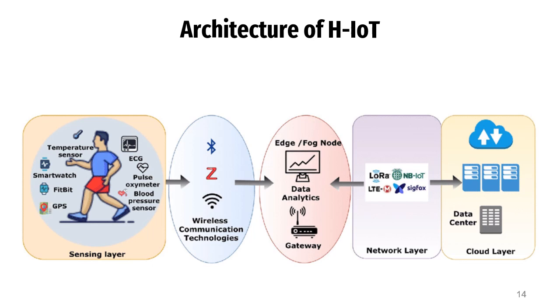The network layer is responsible for transmitting data from the perception layer to the platform layer. This layer can include a variety of technologies, including Wi-Fi, Bluetooth, cellular network, and satellite communication. The network layer is also responsible for managing data traffic, ensuring data security, and providing reliable connectivity.